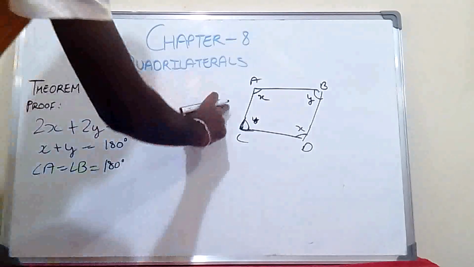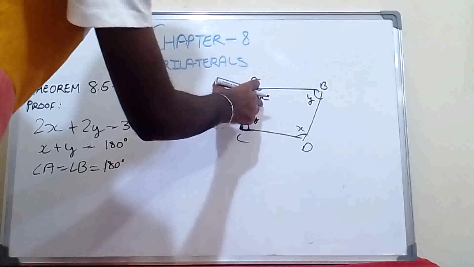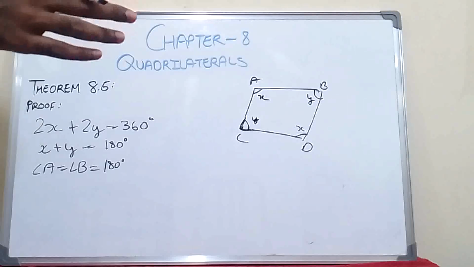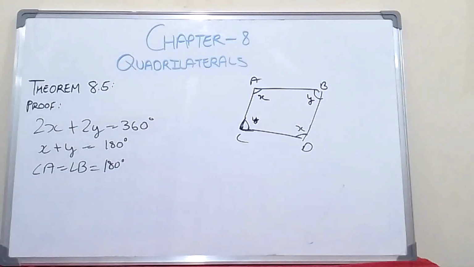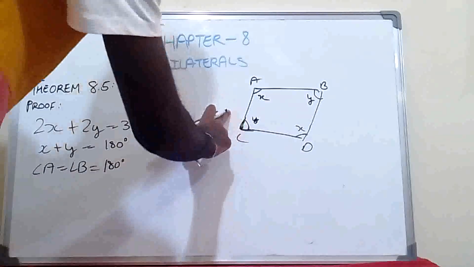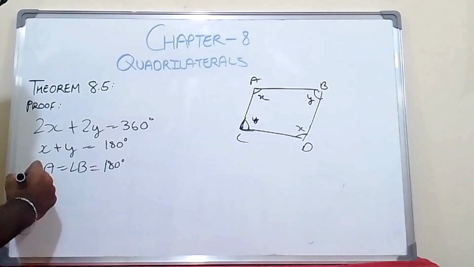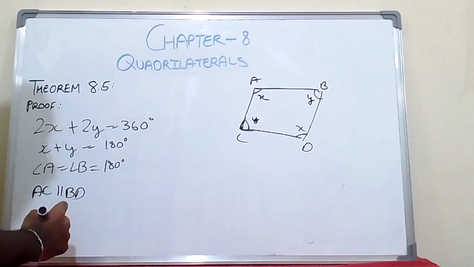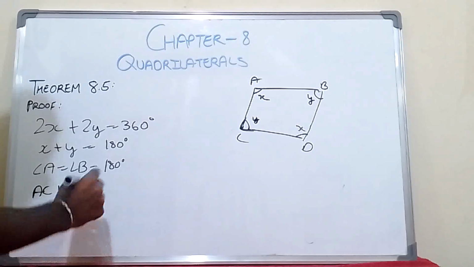So I can tell that AC is parallel to BD. Why? Because angle A and angle B are co-interior angles. And if co-interior angles are supplementary, then we can tell that the two lines are parallel. So here AC and BD are parallel, and AB is a transversal. So we can write that AC is parallel to BD. And similarly, we can tell that AB is parallel to CD as well.